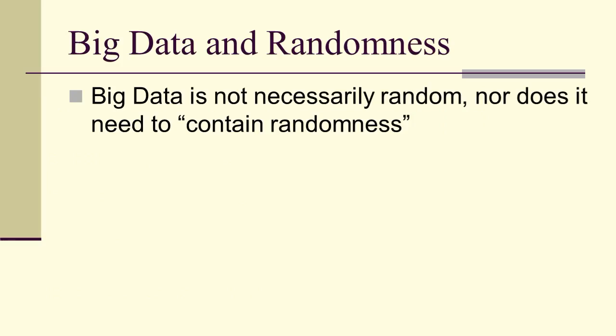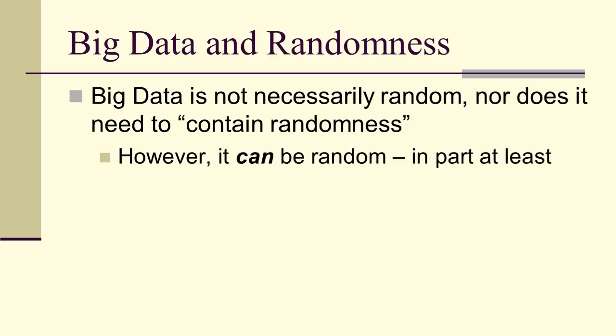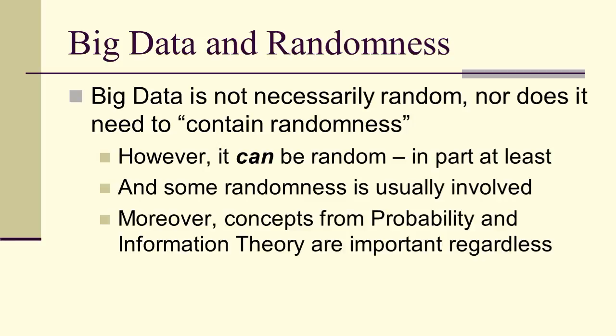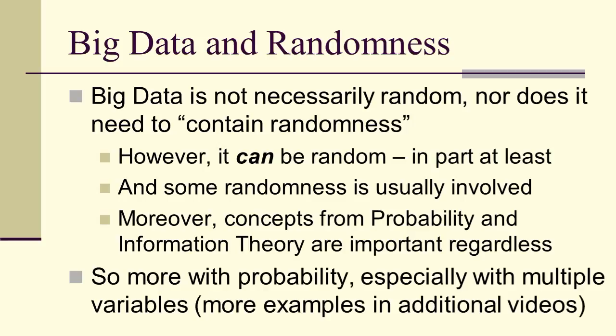Big data is not necessarily random, nor does it need to contain randomness. However, it can be random, at least in part, and some randomness is typical, and concepts from probability and information theory are important regardless. So let's look at probability, especially with multiple variables, and there are more examples in the additional videos.